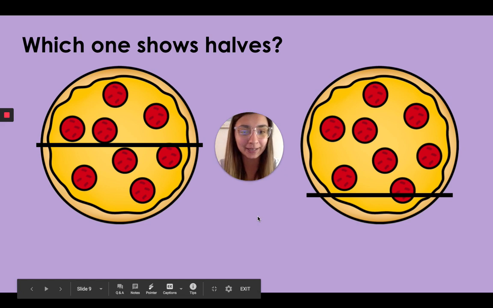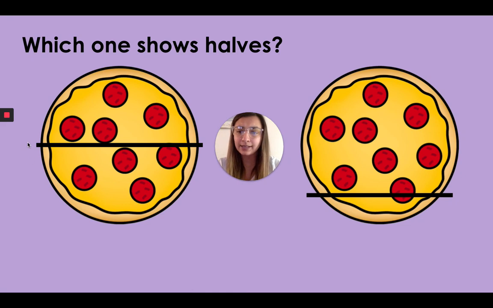Ooh, now we have a pizza. So I'm looking here, which one shows halves? I see it's cut down the middle. First of all, there's two parts, and it looks to me like they are definitely equal. And I'm looking over here, and it's cut. This has two parts, but this is way smaller than this part. So I'm going to say yes, this pizza shows halves, and no, this pizza does not show halves.